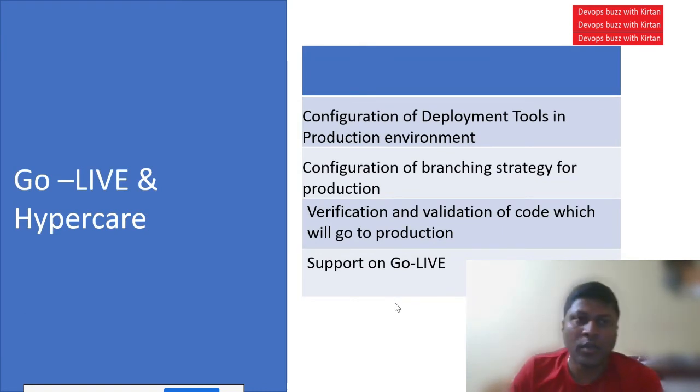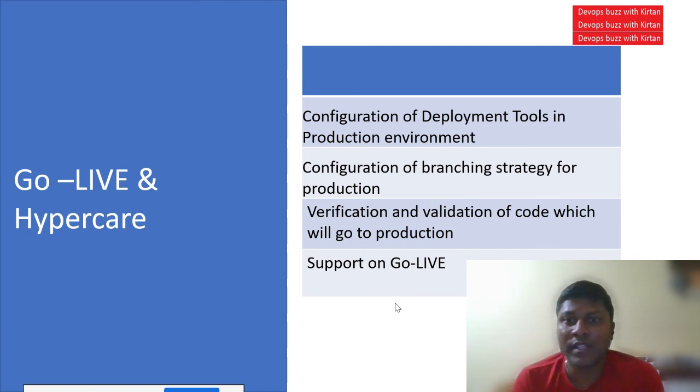Then we come to the go-live activities and then hypercare. In the go-live activities, it should all be practical, as the code will go to production. In that case, we need to configure the deployment tool, branching strategy and everything. Whatever we have done for the practice environment, the same needs to be done at go-live.